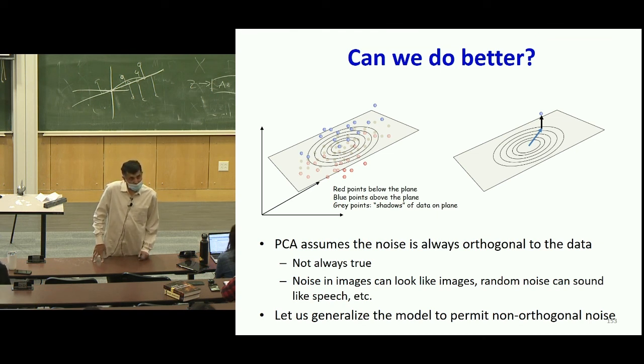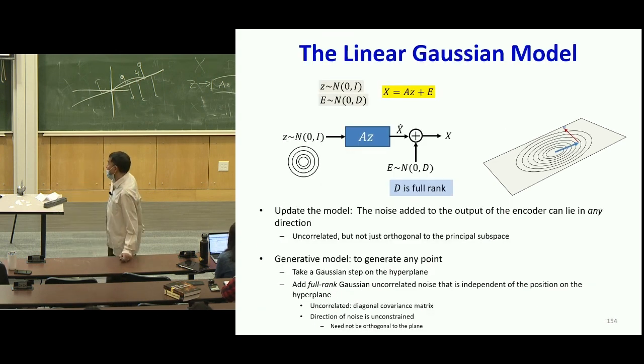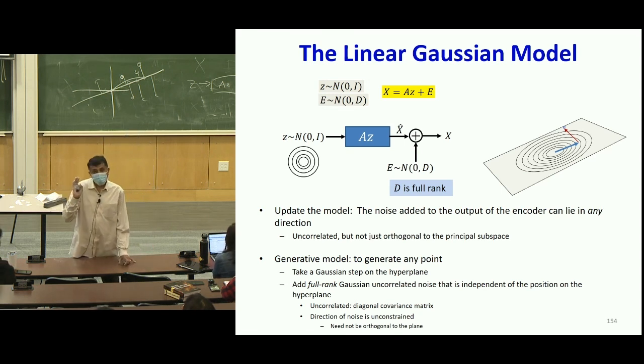So the assumption that principal component analysis makes, that the noise is always at 90 degrees to your data, is fundamentally flawed. If you want to do something better than that, you want to say that this noise is no longer required to be orthogonal to the data. It can be in any direction. It can even be exactly like your data itself.